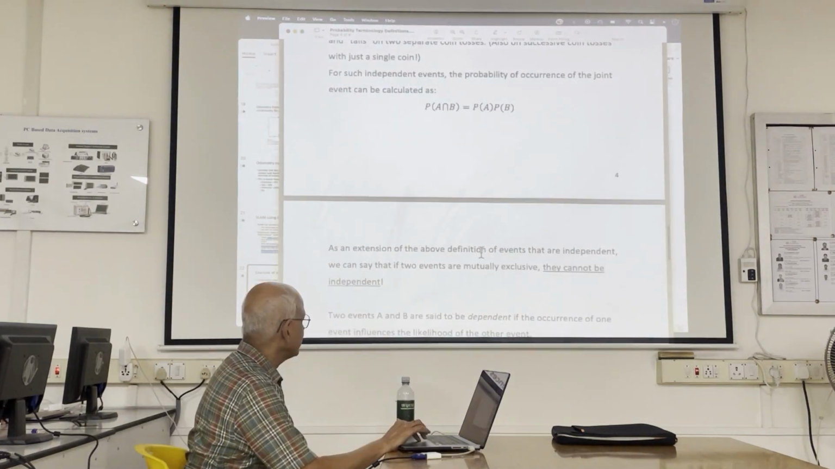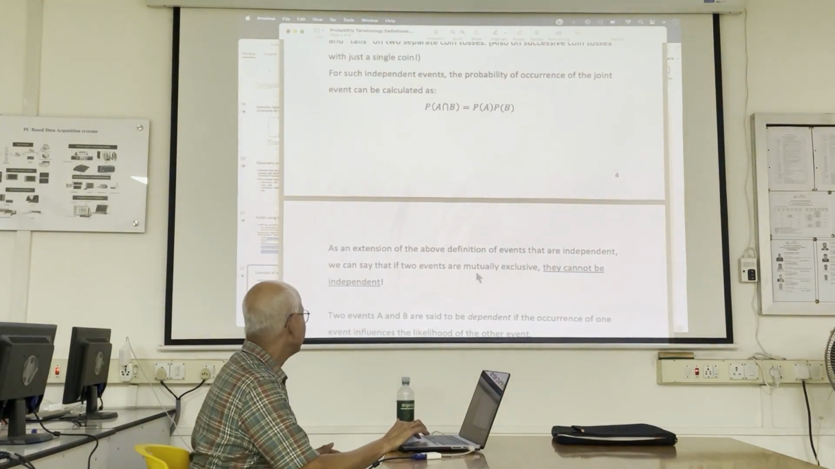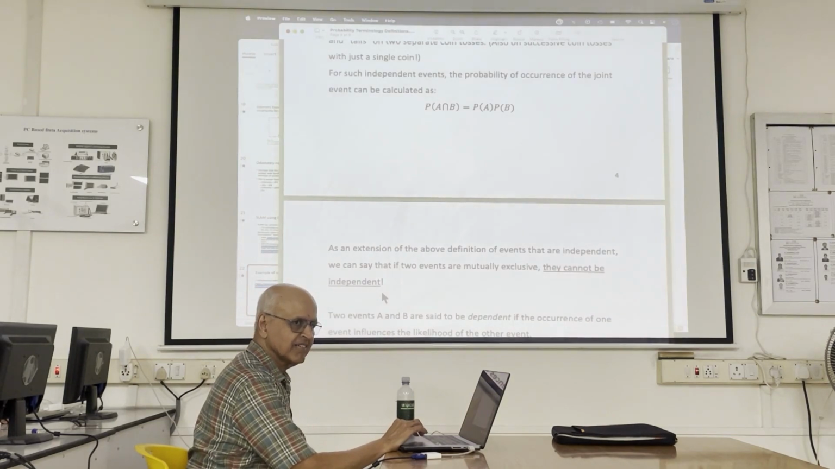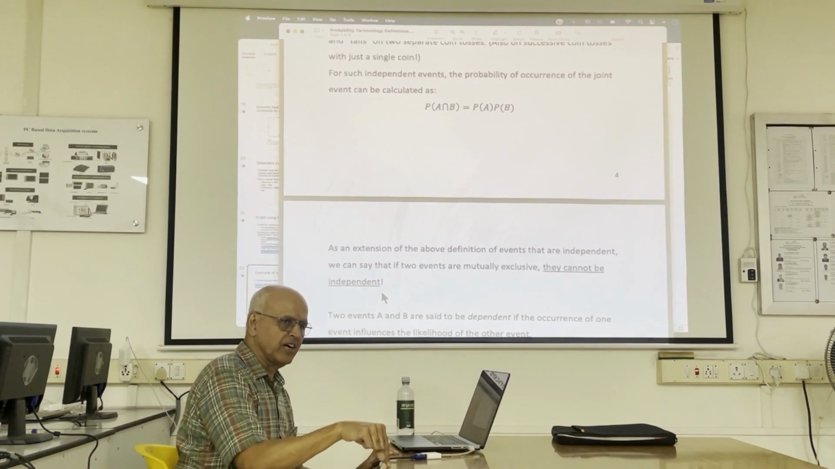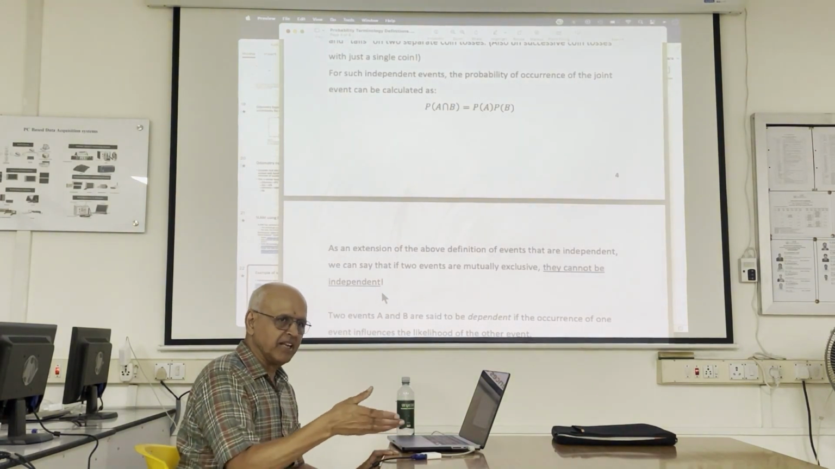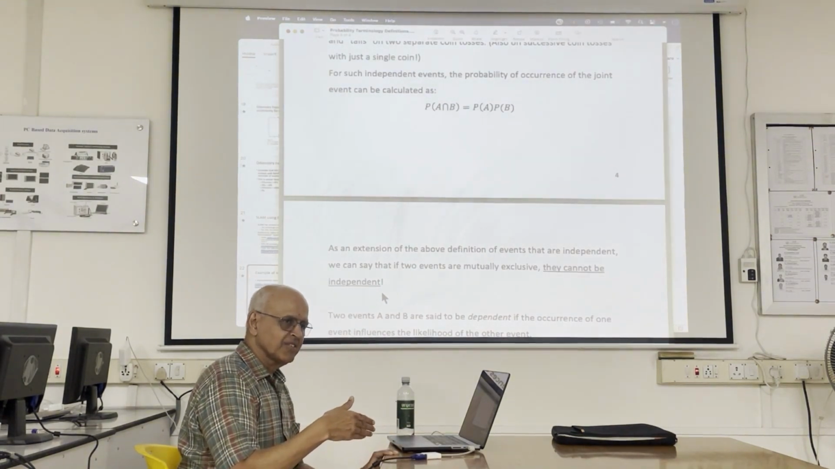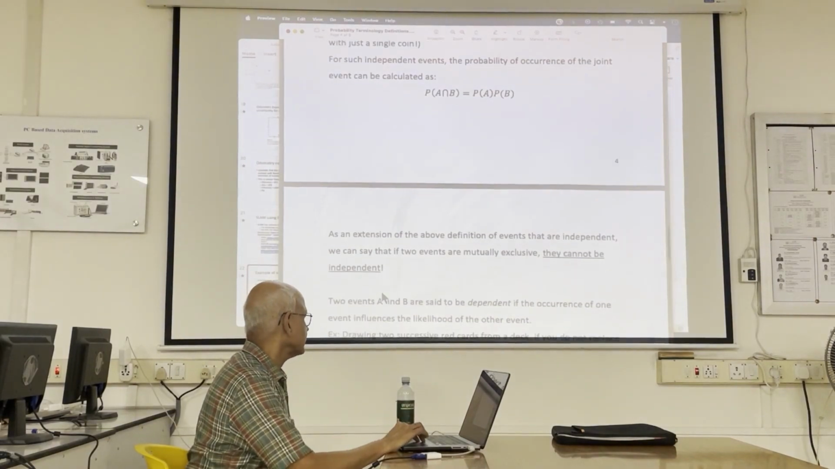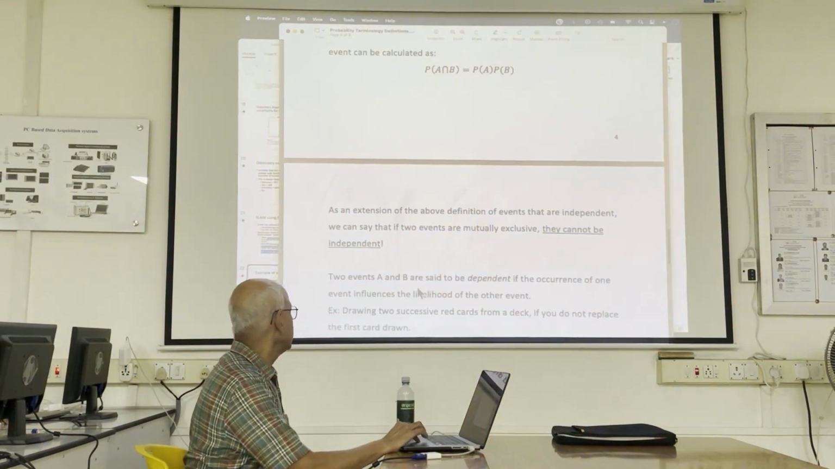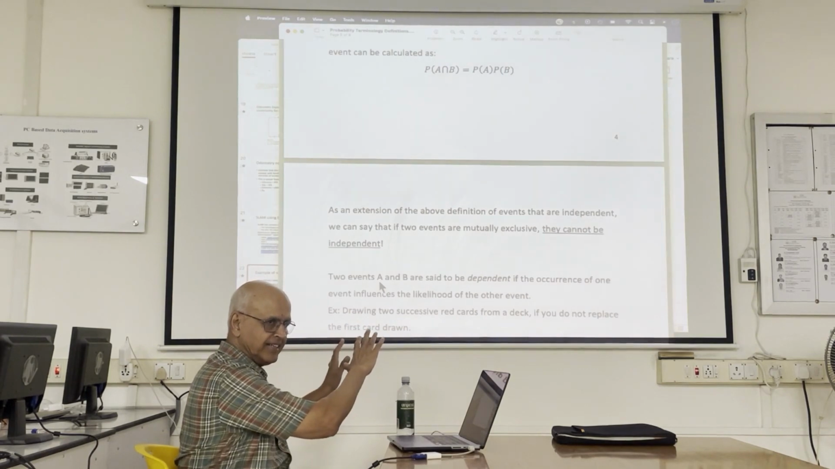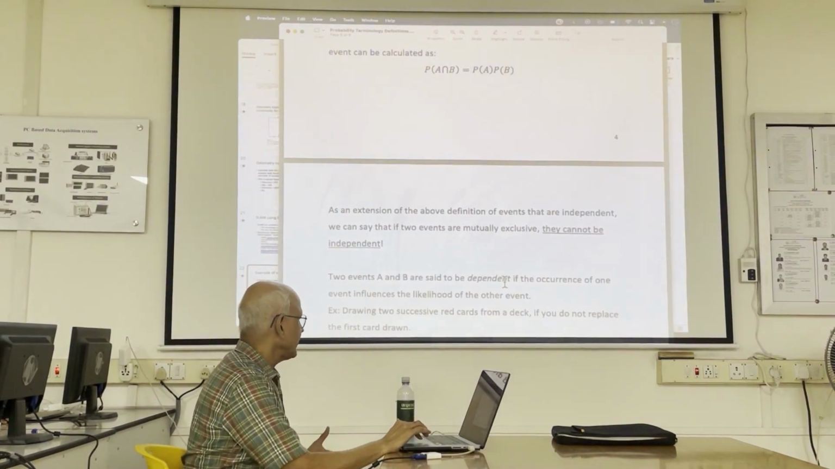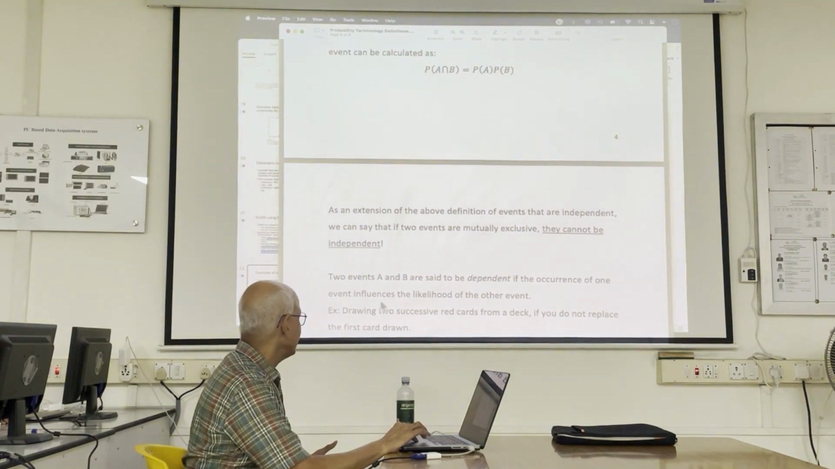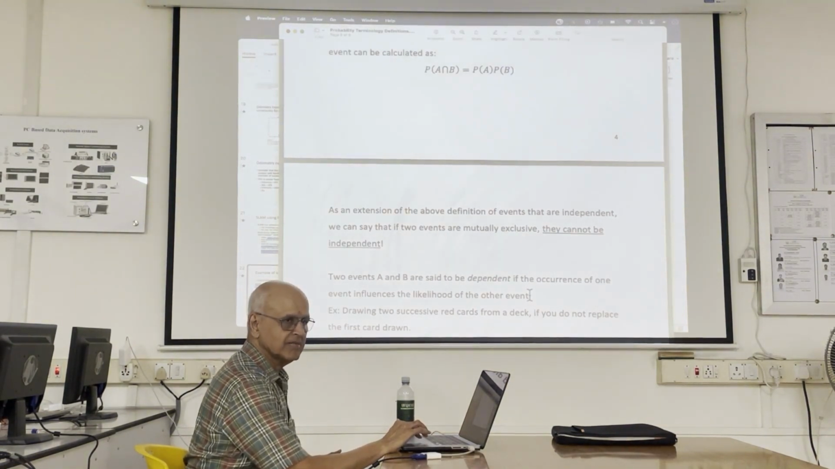As an extension of the above definition, we can say that if two events are mutually exclusive, they cannot be independent. You know why? If they are mutually exclusive, you know that if A has occurred, B could not have occurred, right? So that's dependence, isn't it? Therefore they cannot be independent. So we finished with the independent events. Let's go to events that are dependent. That formally means that the occurrence of one event influences the likelihood of the other event.